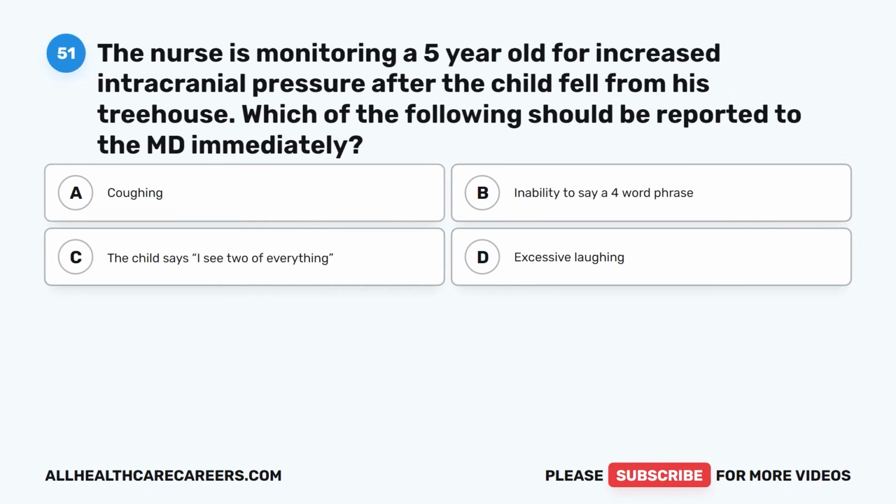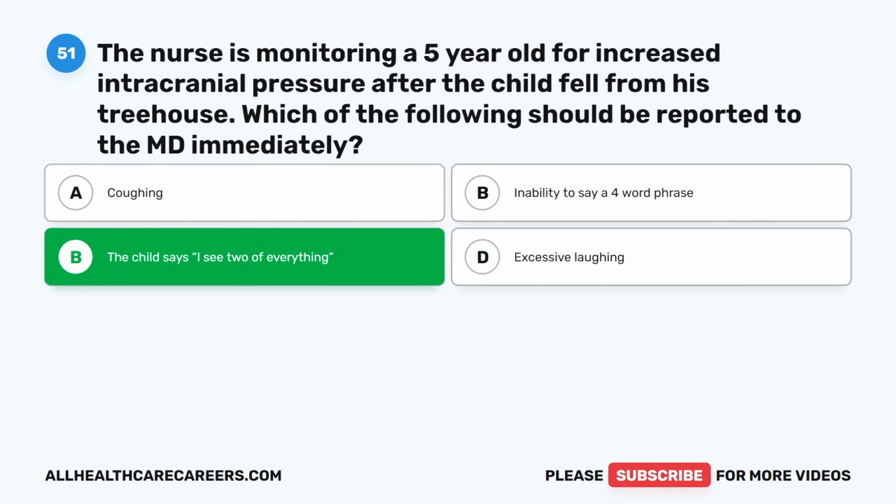Question 51. The nurse is monitoring a 5-year-old for increased intracranial pressure after the child fell from his treehouse. Which of the following should be reported to the MD immediately? A. Coughing. B. Inability to say a 4-word phrase. C. The child says, "I see 2 of everything." D. Excessive laughing. The correct answer is B.